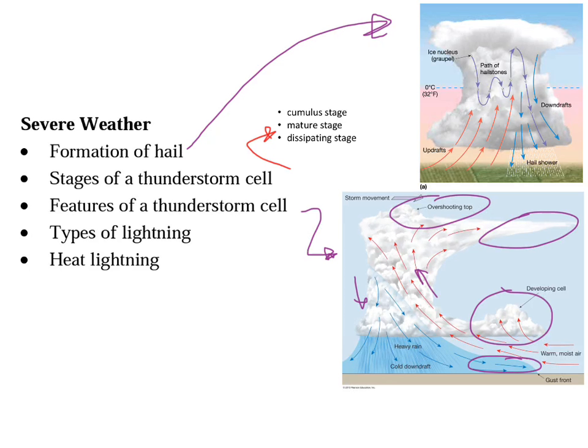Now, one of the things I don't think I emphasized, I don't know how much I emphasized, but remember the overshooting tops? I just think those are so cool. Those are when it's gone above the tropopause into the stratosphere. There's the anvil you see over here. We have your updraft and your downdraft. This is your shelf cloud, okay, and here's your dust cloud.